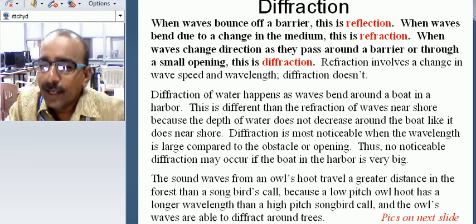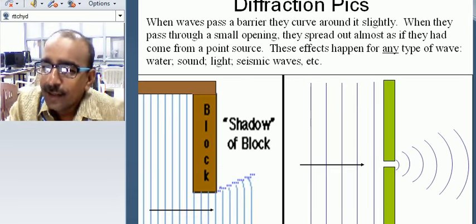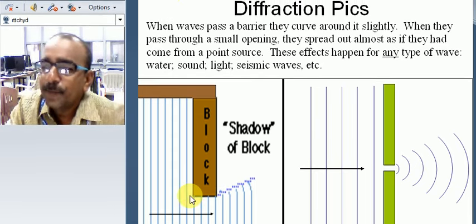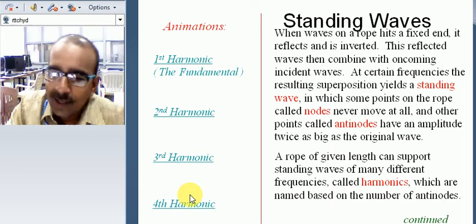I can show pictorially one example diagram for this diffraction. As shown here, you see a block which is obstructing the waves and then they are being transmitted through a slit. Next comes the next type of wave, that is the standing waves.